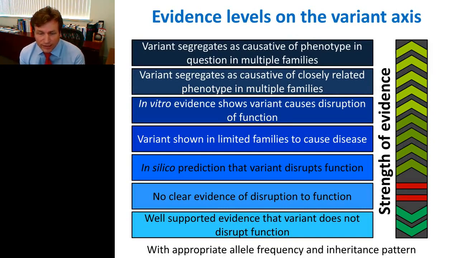We have one variant axis that's looking at the phenotype. So we need to look at this. So does the variant segregate as a causative phenotype in question for multiple families? Well, that's a pretty strong level of evidence. And as we go down this row here, you can see at each level there's less and less confidence that allele frequency or inheritance pattern is likely to cause the disease. So you have that piece of information.